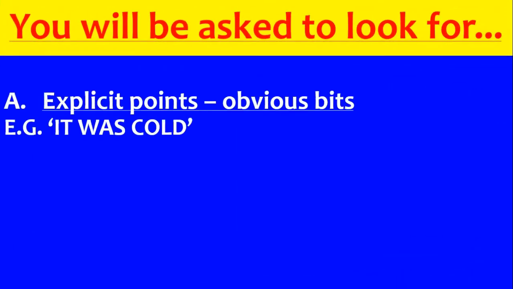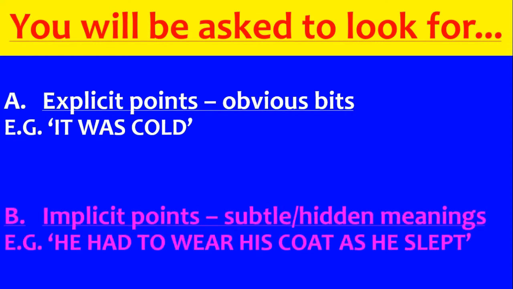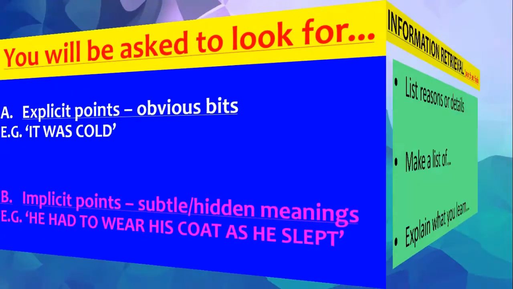So you're going to be asked to look for explicit points, so these obvious bits, and implicit points, subtle hidden meanings. So it might say, an explicit point, it might say in the text, the guy was cold or the man was cold. However, a more subtle hidden meaning would be he had to wear his coat as he slept. So this is making the reader work. The reader tries to read between the lines, but why is he wearing his coat in bed? Well, it's because he's cold.